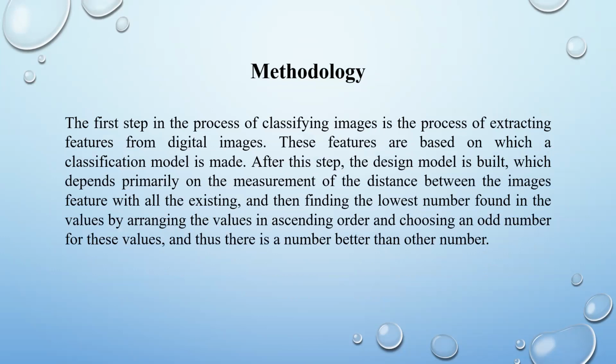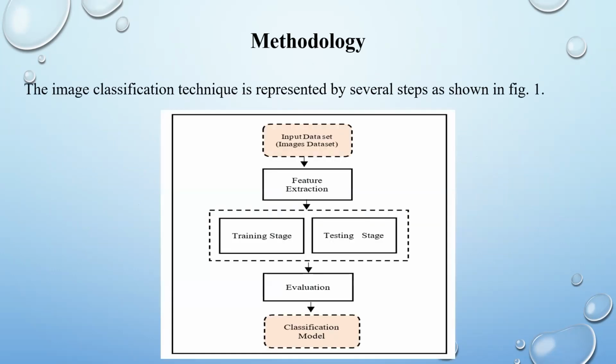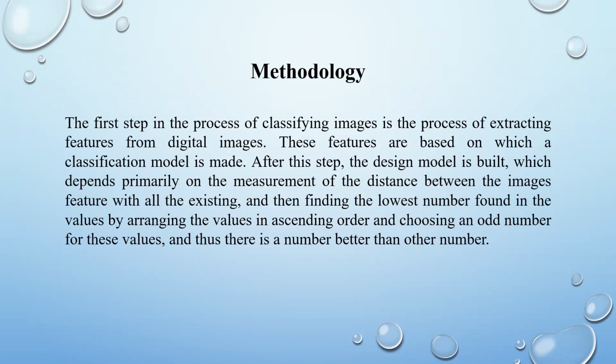Methodology. The first step in classifying images is the process of extracting features from a digital image. These features are the basis on which a classification model is made. After this step, the model is built, which depends primarily on measuring the distance between the extracted image features, and then finding the lowest values by arranging them in ascending order and choosing an odd number for K. And thus there is a number better than other numbers.